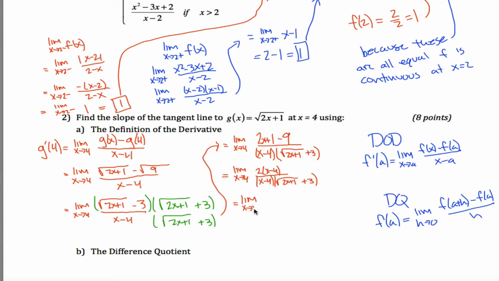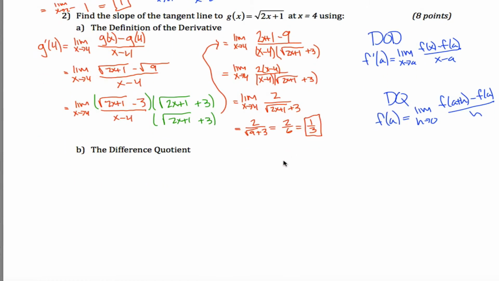So I just got the limit as x approaches 4 of 2 divided by the square root of 2x plus 1 plus 3. And I can evaluate this limit by changing all the x's into 4's and getting 2 divided by the square root of 9 plus 3. In other words, 2 over 3 plus 3, or 2 over 6, or 1 over 3. So that right there would be the answer.